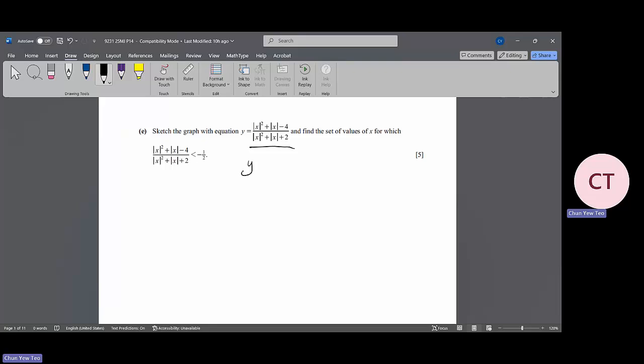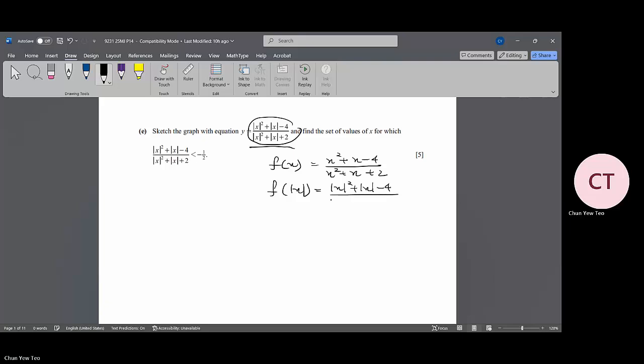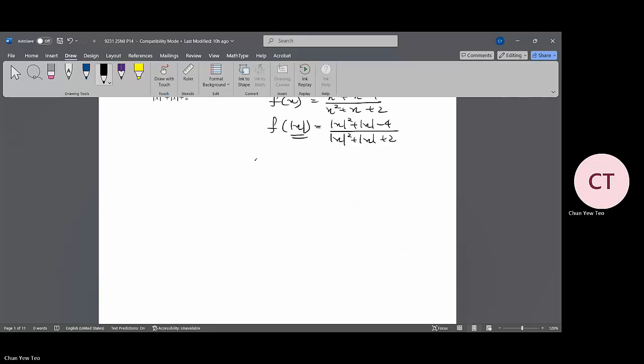If you let f(x) equal x squared plus x minus 4 over x squared plus x plus 2, then in order to get this result, you must have a modulus inside. So in order to sketch a graph with modulus inside, what we need to do is work based on the original graph.